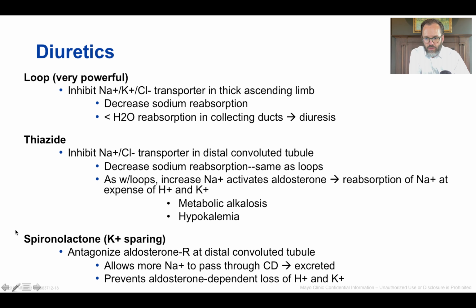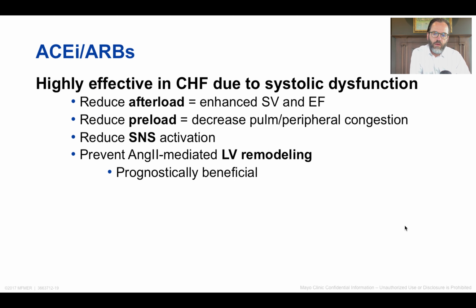Now, spironolactone here is one of the potassium-sparing drugs. So again, you're going to be antagonizing aldosterone at the distal convoluted tubule. This allows more sodium to pass through the collecting duct and be excreted, and prevents that aldosterone-dependent loss of hydrogen and potassium. So in many ways, this can be a preferred mechanism for augmenting diuresis in these patients without causing significant impacts on potassium levels and inducing hypokalemia.